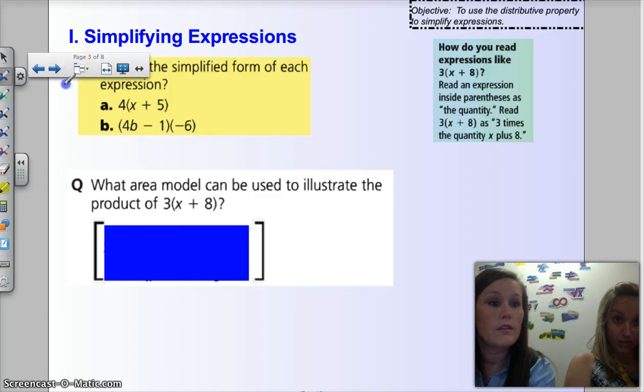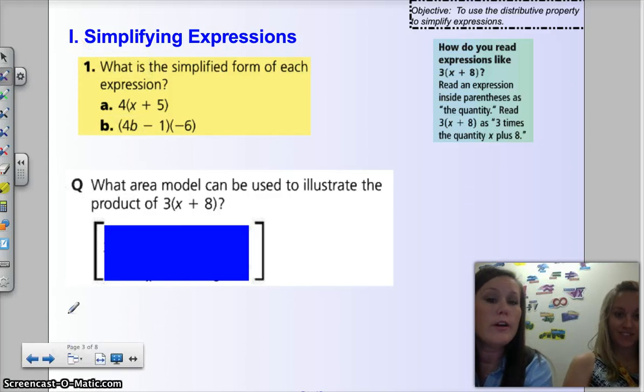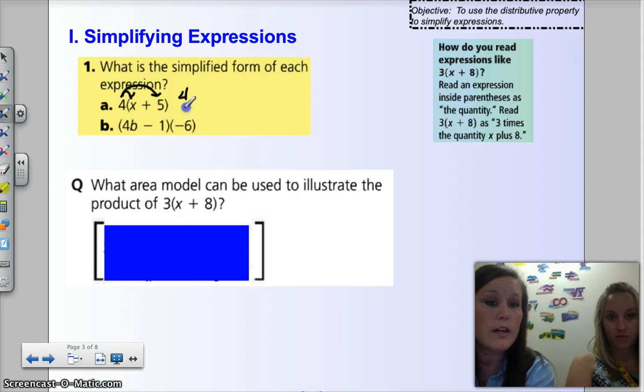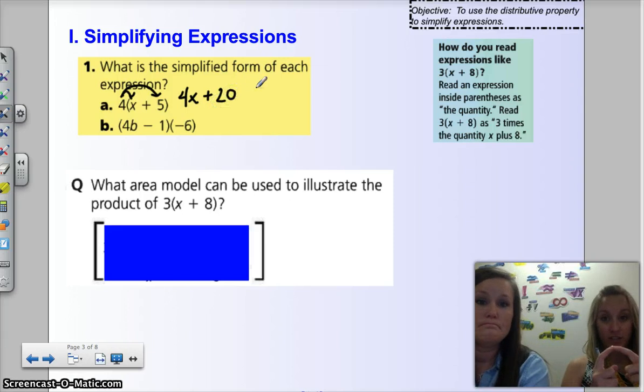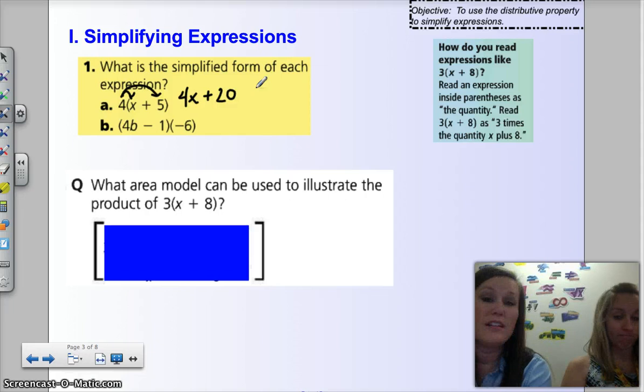All right, what is the simplified form of each expression? Again, distributive property. I would show my little arrows: 4 goes to the x and 4 goes to the 5. So 4 times x is 4x, plus 4 times 5 is 20. It's that simple. Now remember, you cannot combine 4x and 20 because they are unlike terms, meaning one has an x, one does not. You can't add them together.